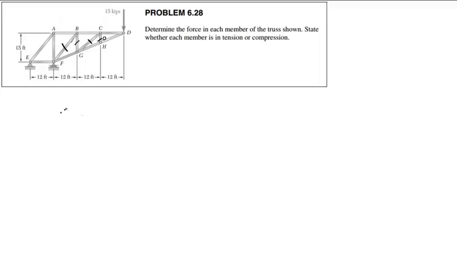Okay. So I'm going to draw a free body diagram of joint D. Yay, trusses.